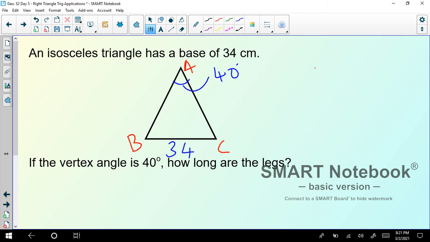To find that, okay, isosceles triangle, it means these two have to be equal. So I just need to find one of them. What I will do is I will drop a perpendicular bisector.